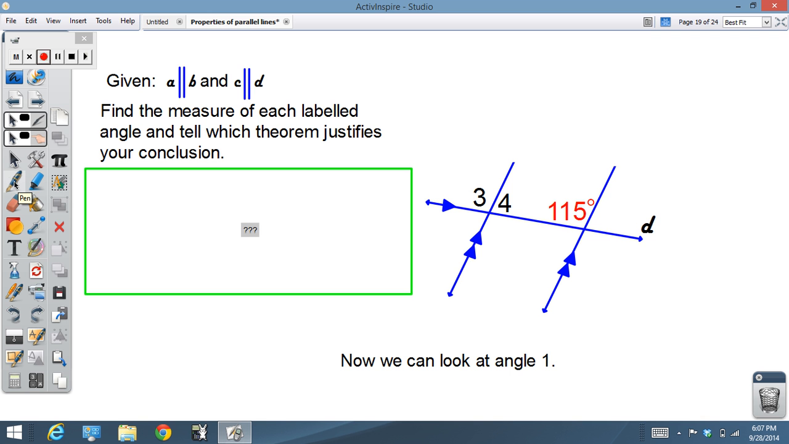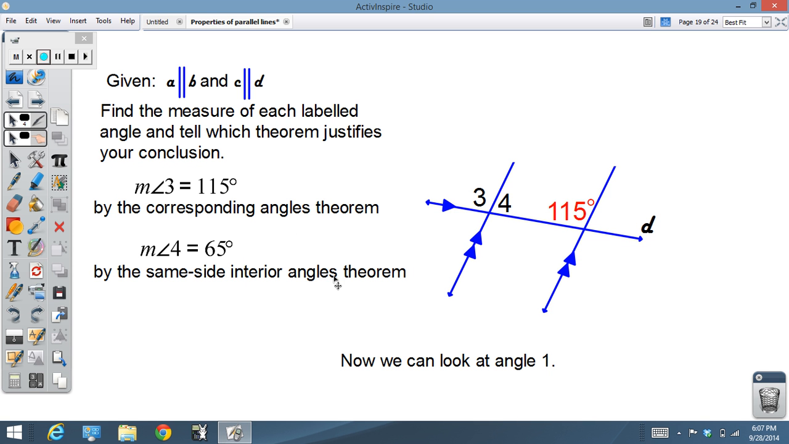Now, I also noticed in this drawing that the 115 angle and angle 3 are corresponding. They're both on the top left of their crosses. Therefore, angle 3 must also be 115, which of course makes sense because 3 and 4, as you notice, are a linear pair and have to add up to 180. So, angle 3 must equal 115 because of corresponding angles. Angle 4 must be 65 because it's a same side interior angle.